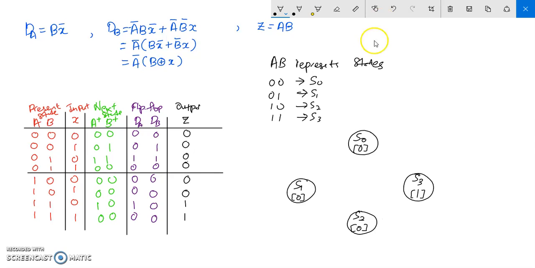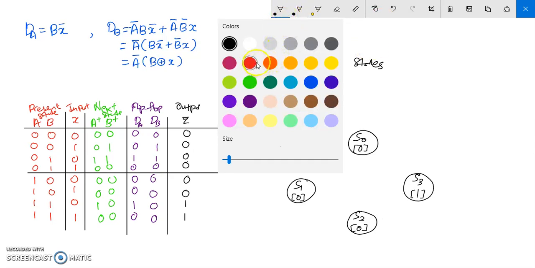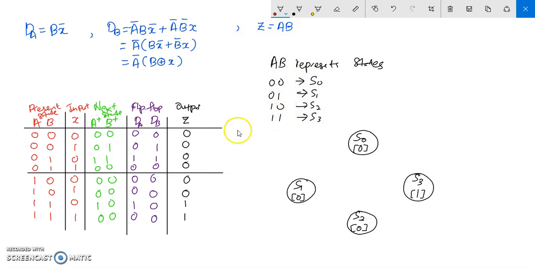Okay, next we can proceed with the input flow from one state to another. Let's refer to the first row. The present state is 0, 0, which is state 0. When input equals 0, the next state is still state 0. So we can draw this kind of line. When X equals 1, state 0 goes to state 1. Then state 1, input 0 goes to state 3. State 1, input 1 goes to state 0.